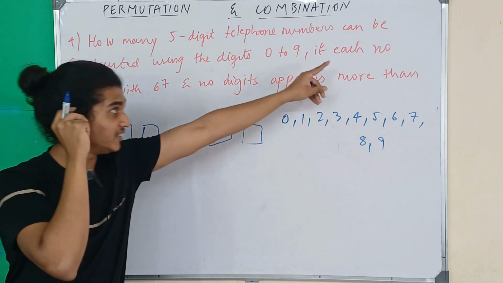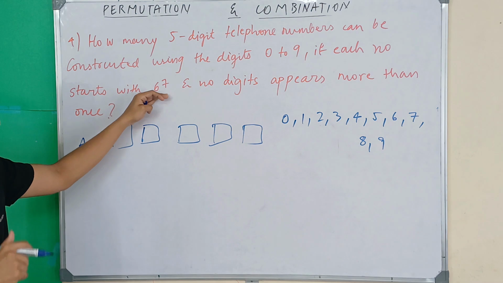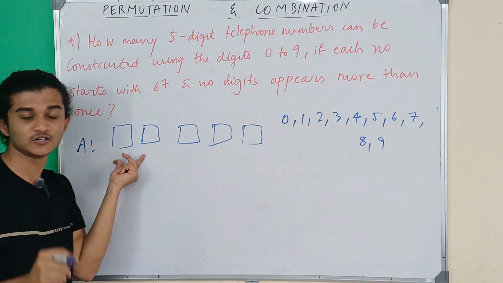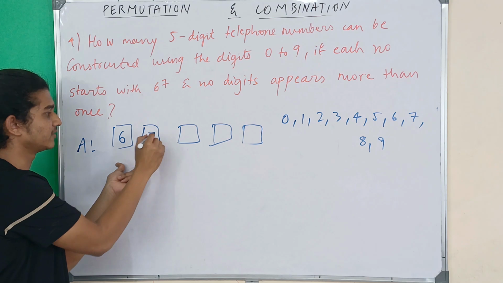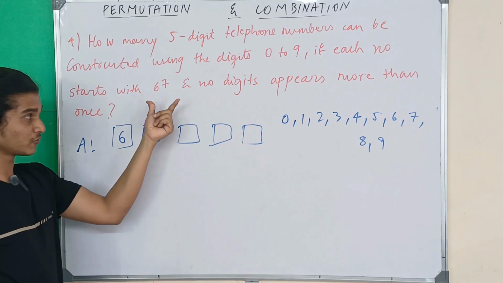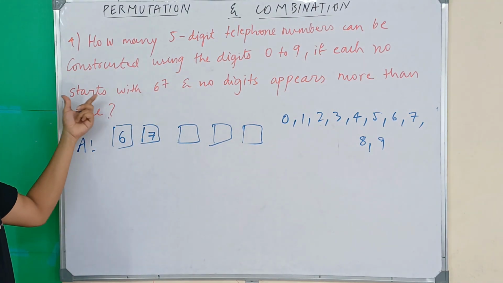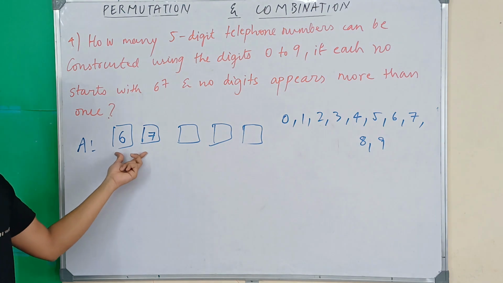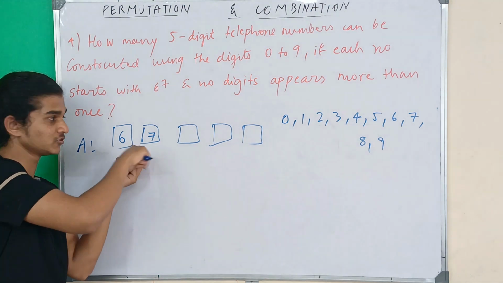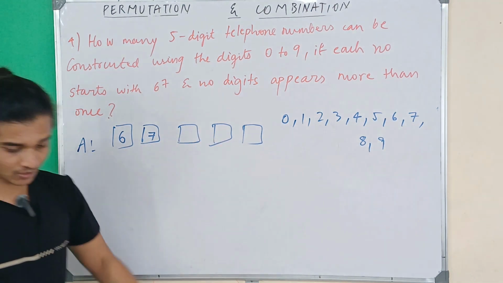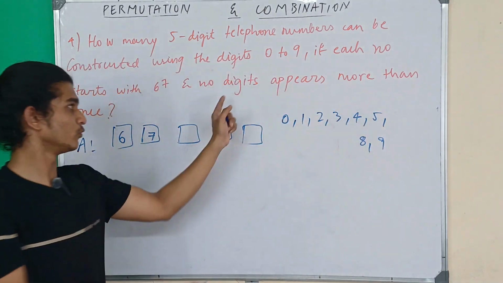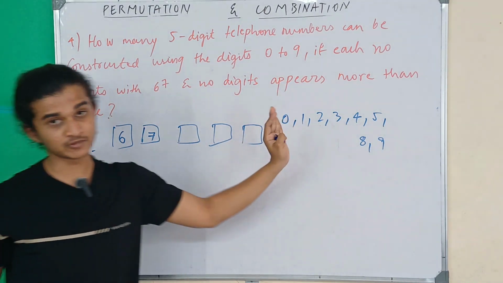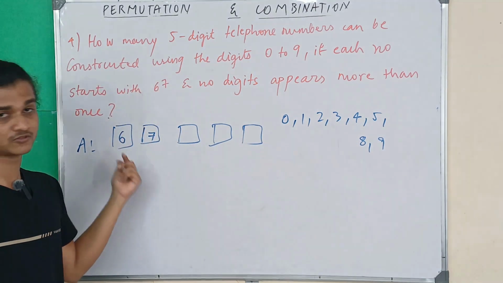They're saying each number starts with 67, which means these two boxes should be filled with 67. So this will take 6 and this will take 7. According to the question, each number should start with 67, so I've dedicated the first two boxes for 6 and 7. So we have lost 6 and 7. Since repetition is not allowed, no digit appears more than once, we have to erase those because they're already used here.